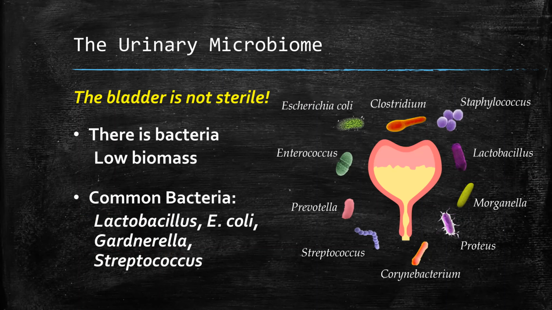However, due to the outdated dogma that urine is sterile, little is known about the urinary microbiome. Over the last 10 years, researchers have found that there are organisms in the urinary microbiome, just at a relatively low biomass. These organisms include several bacteria, such as Lactobacillus, E. coli, Gardnerella, and Streptococcus.